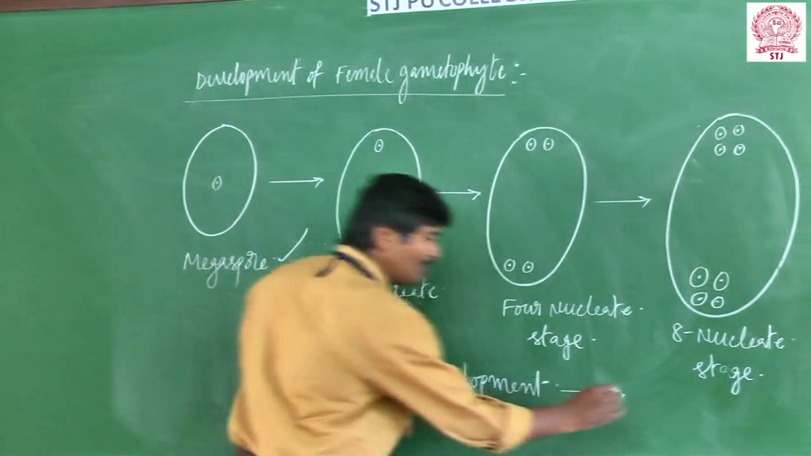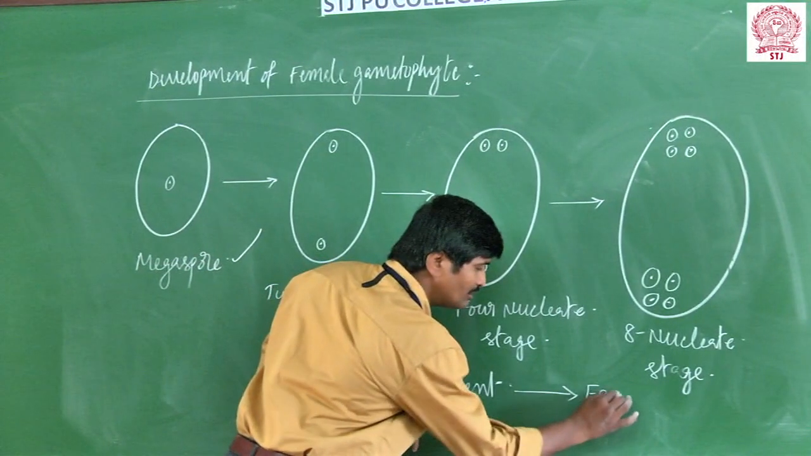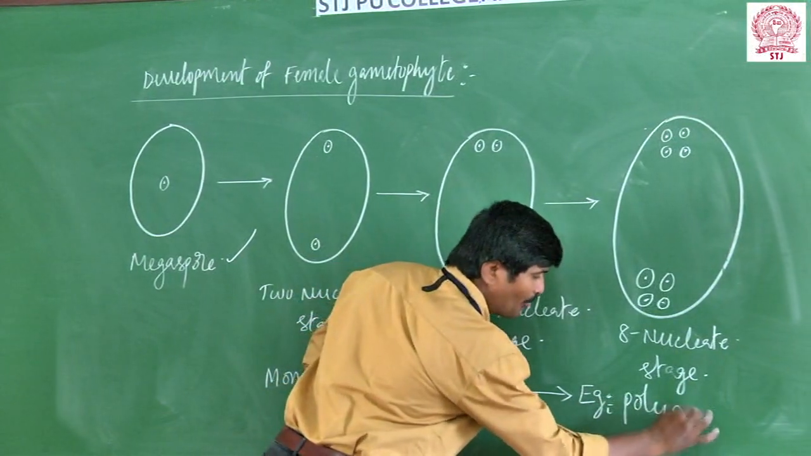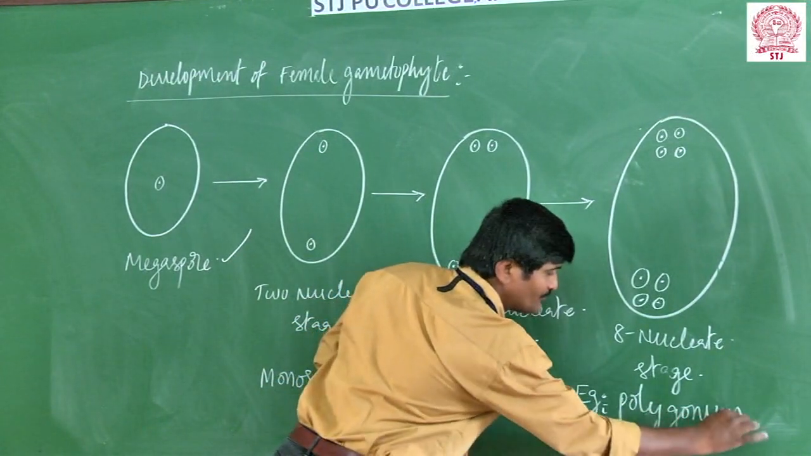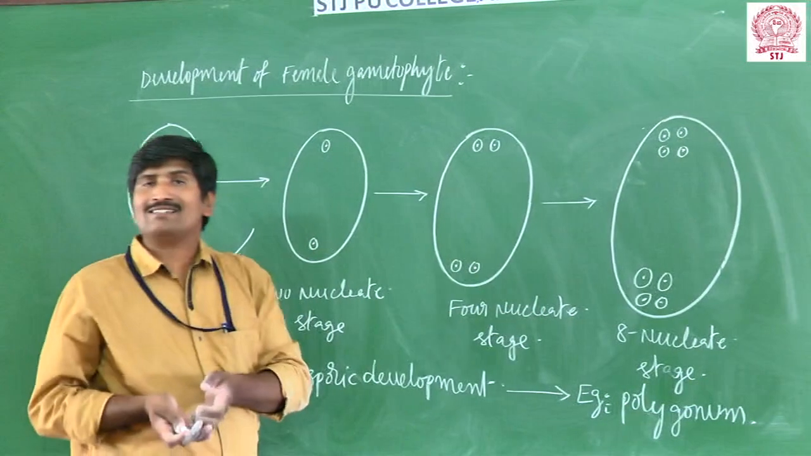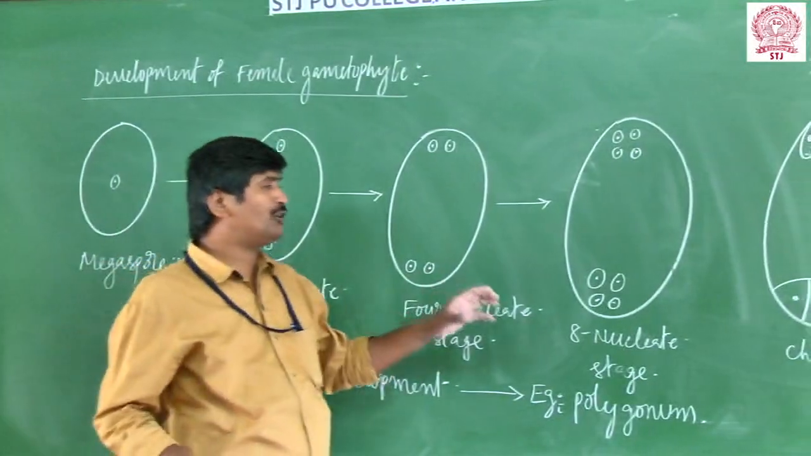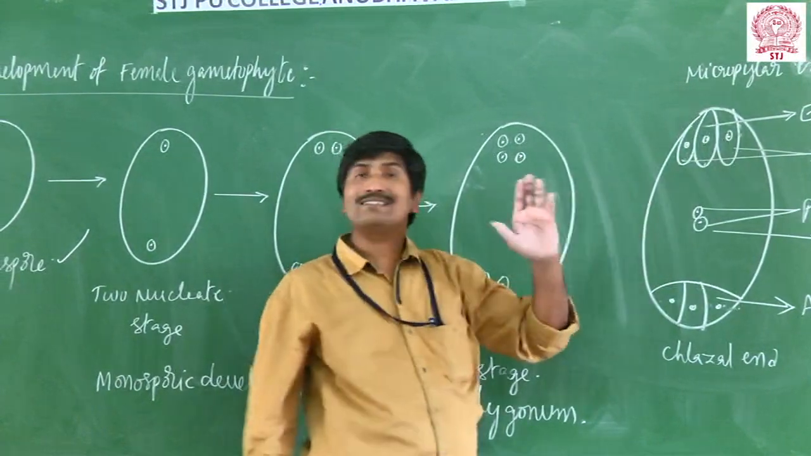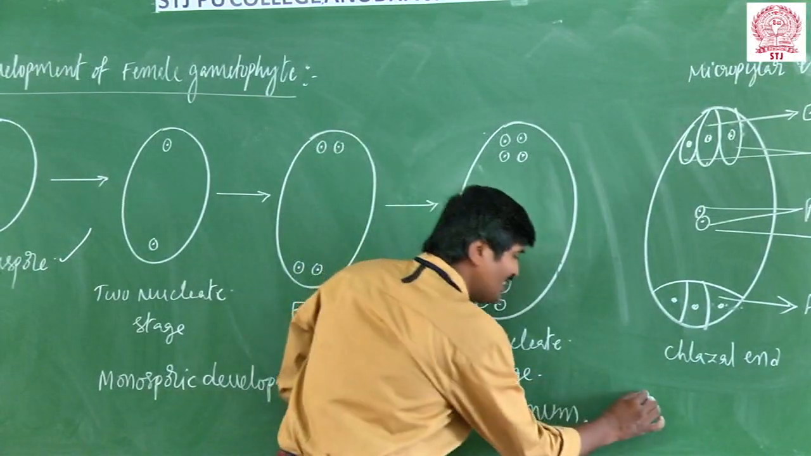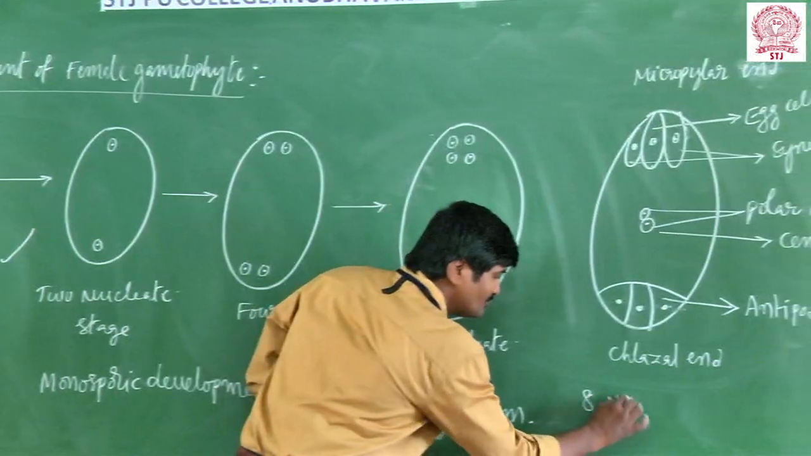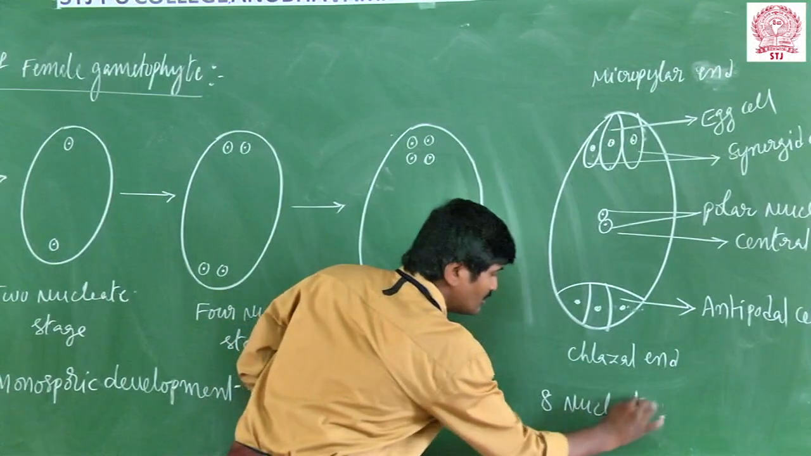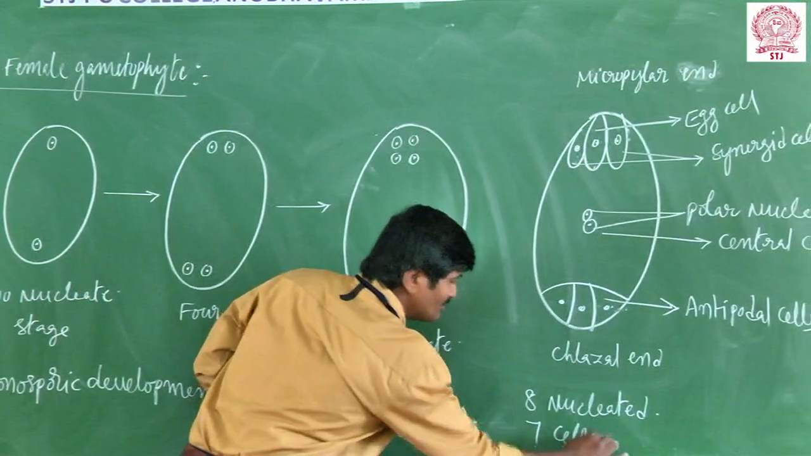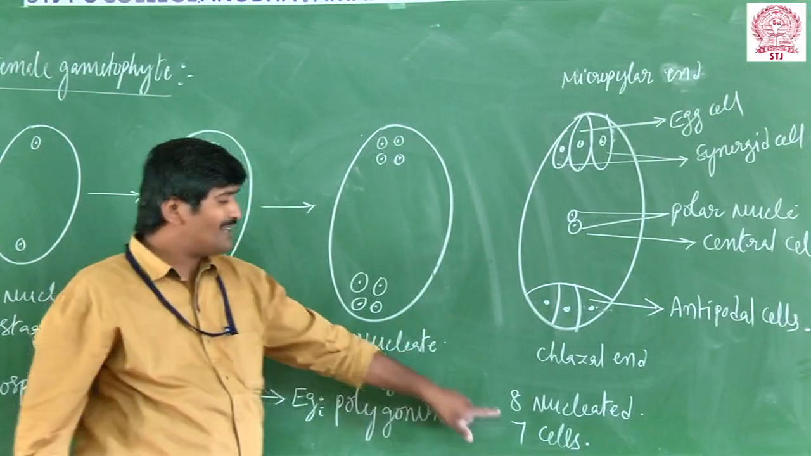The best example is Polygonum. The scientist Strasburger first reported a total of 8 nuclei and 7 cells. It is very important: 8 nucleated and 7 cells. Why 8 nucleated and 7 cells?